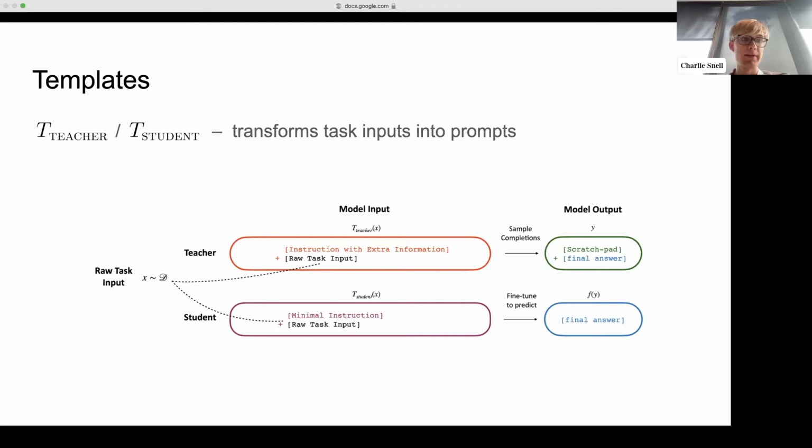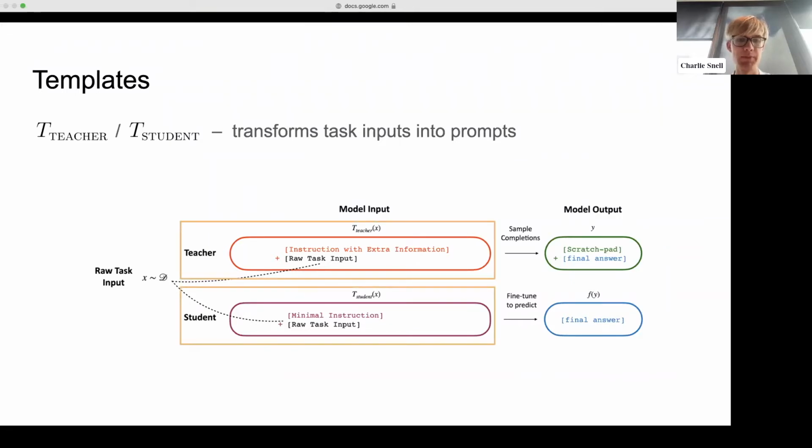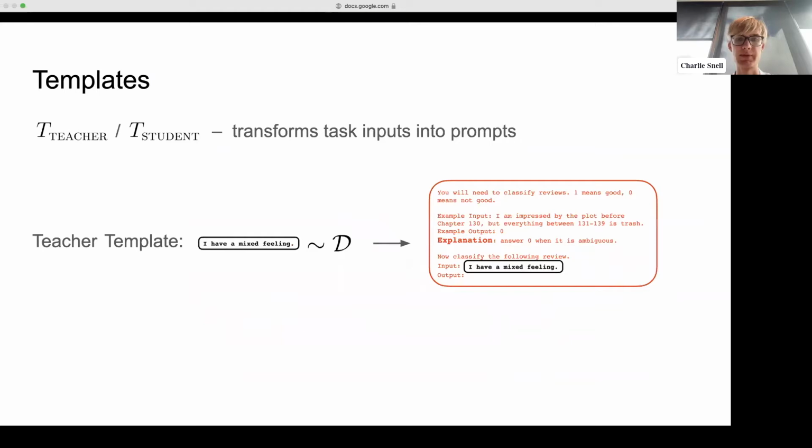And then the prompt templates. So the teacher and student have this function, which is the prompt template. And these basically just transform task inputs, like the addition problem or the movie review, into a full prompt. It basically just inserts the task input into a larger prompt. So here's an example, like you take a movie review, like "I have a mixed feeling", and insert it into this larger prompt.